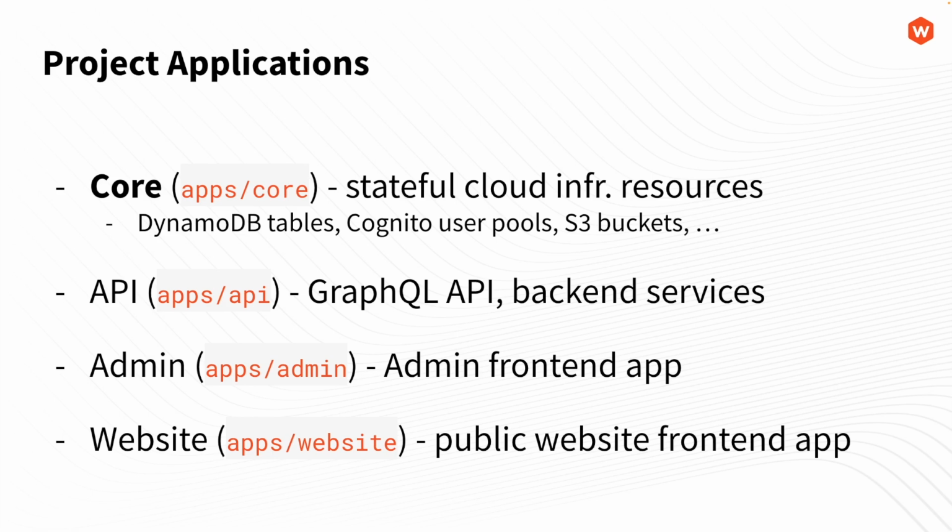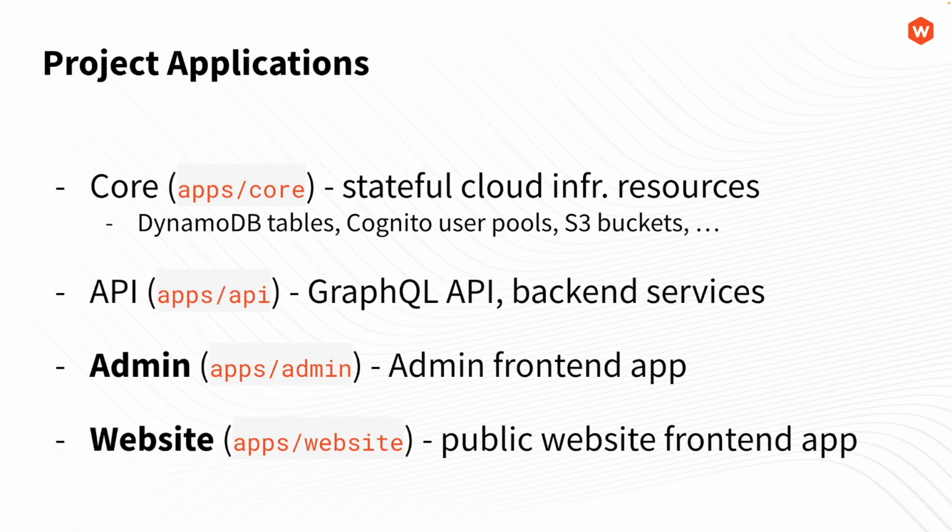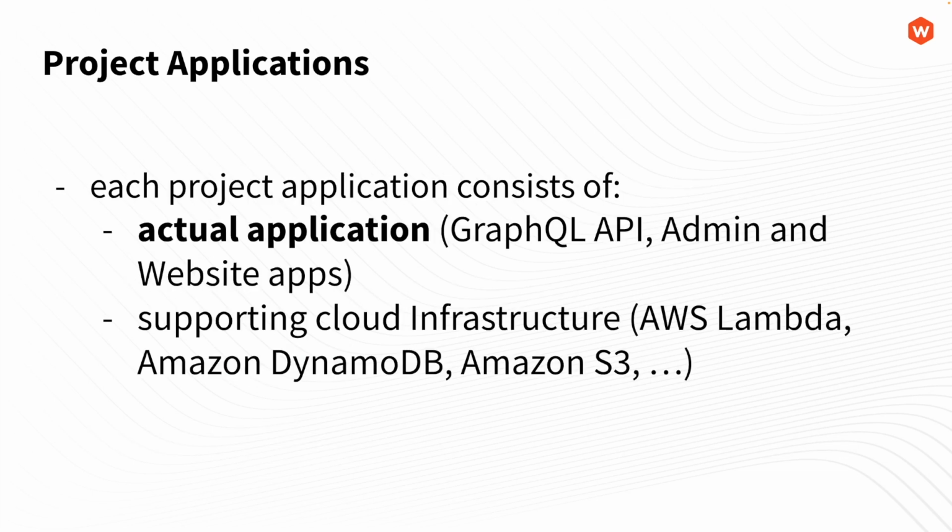After that, we have the API application, which is responsible for deploying your GraphQL API and your backend code. And finally, we have these admin and website folders, which, as the names itself suggest, deploy your admin and website front-end applications. It's also worth mentioning that every project application essentially consists of 2 parts.